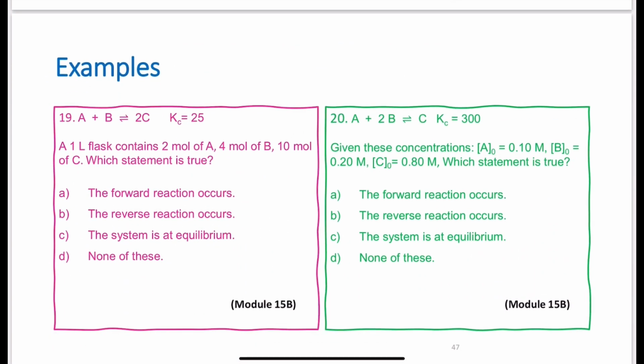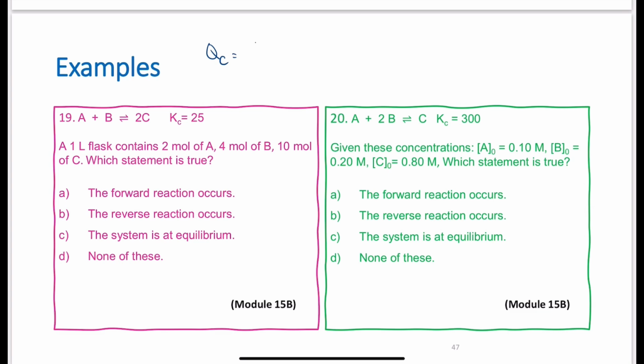19, same reaction, new Kc value. I'm given a Kc value of 25 this time. A 1-liter flask contains 2 moles of A, 4 moles of B, 10 moles of C. Which statement is true? Okay, so it's telling me what the flask contains. I can figure out the concentrations there, but it's not telling me if I'm at equilibrium. That means I'm actually calculating Qc. Since it's a 1-liter flask, the numbers are direct.